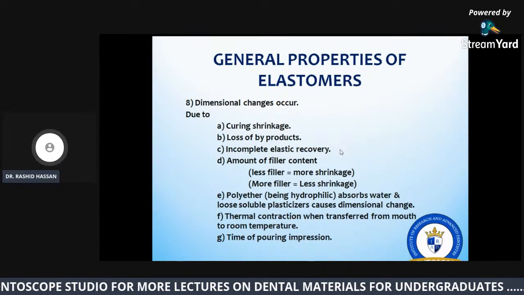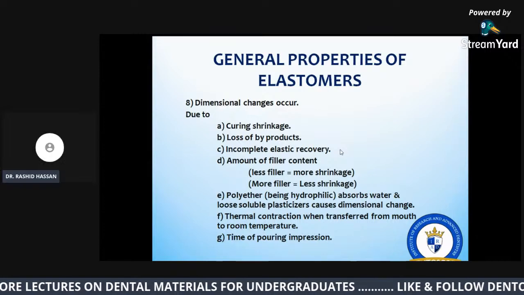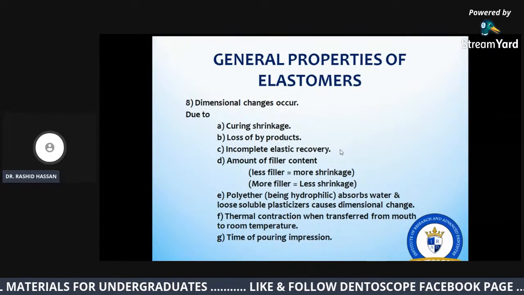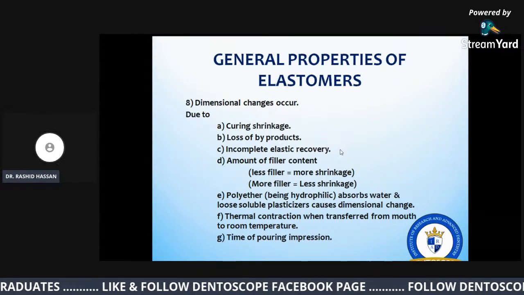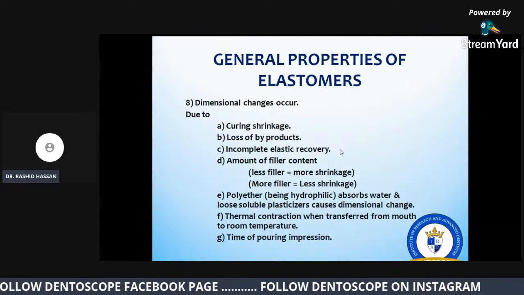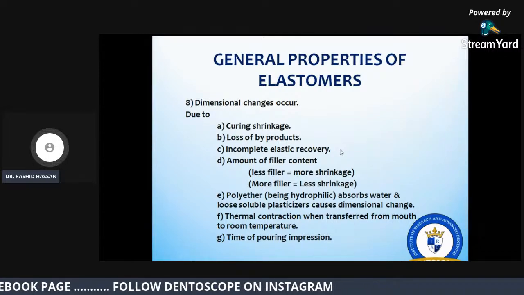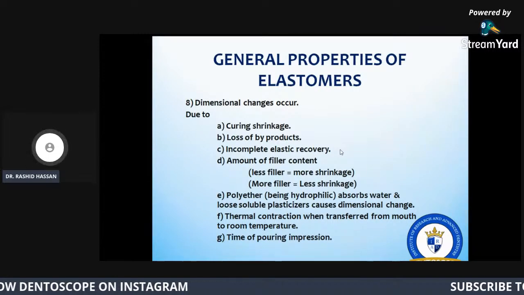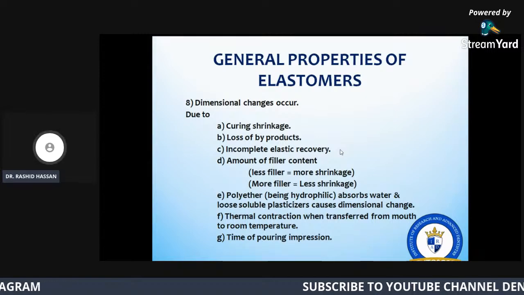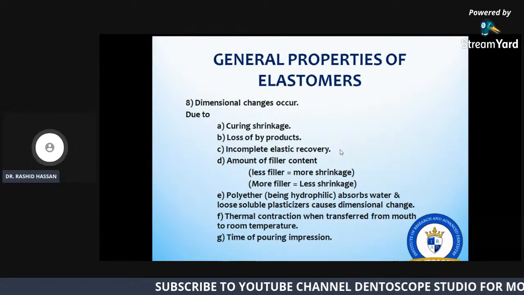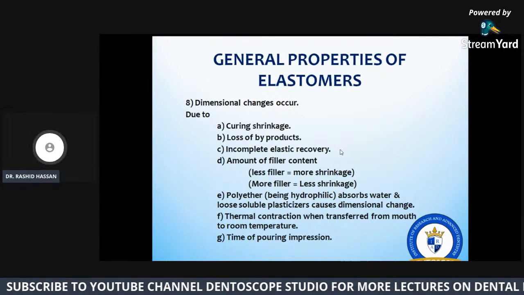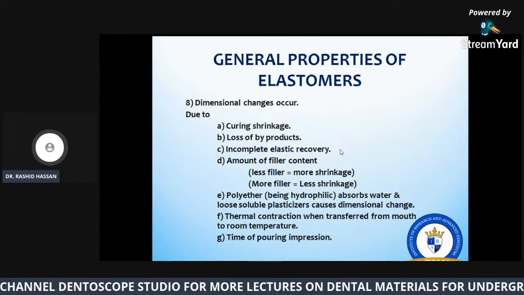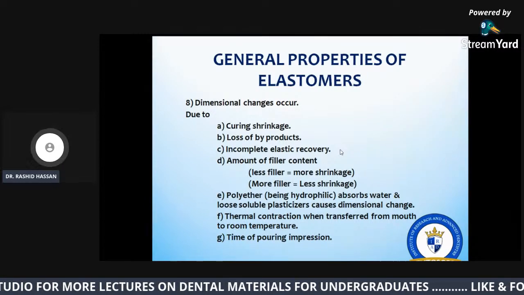And then, lastly, the time of pouring. Ideally, every impression must be poured as soon as possible. As soon as you record an impression, you have to disinfect it. Just disinfect the impression. I'm also going to talk about the disinfectants used for dental impressions at the end of this lecture. Do listen to that.